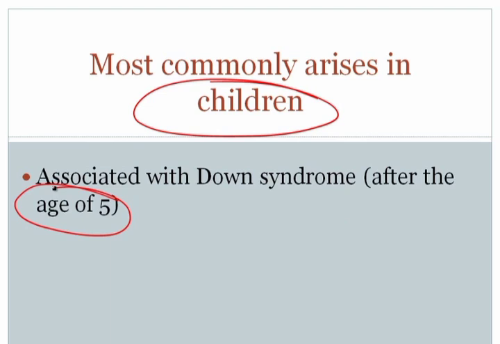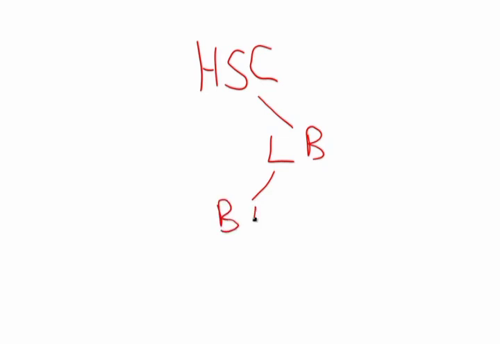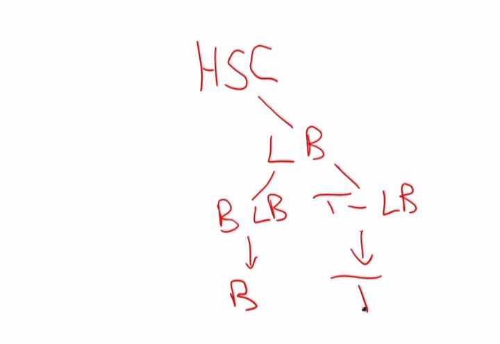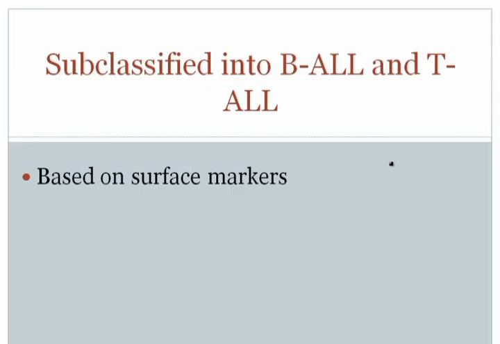Now, ALL becomes a little more complicated in that it can be subclassified into B-ALL and T-ALL. Remember that the hematopoietic stem cell, if we look at the lymphoid lineage, will become a lymphoblast, and that lymphoblast will become a B lymphoblast or a T lymphoblast, and of course the B lymphoblast will produce B cells, and the T lymphoblast will produce T cells. So what we're saying here is that when you have ALL, you can actually have a B-ALL or a T-ALL.